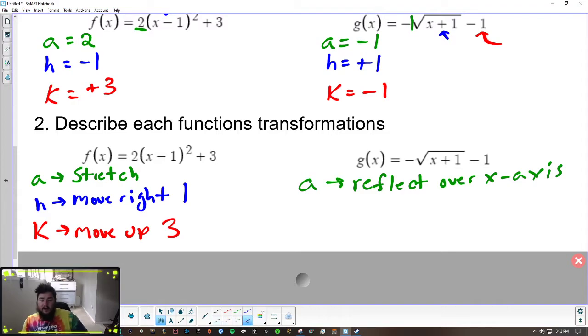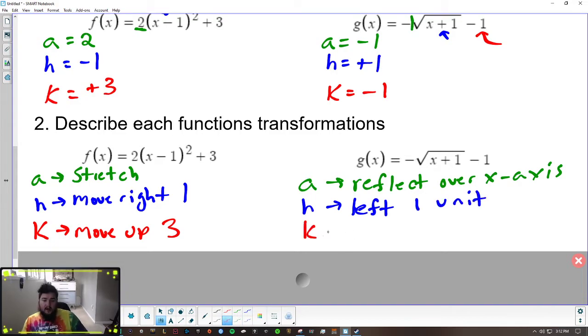If I look at my h value, that's the one inside of my function. We said it was positive 1. I know that positive h values move my graph left. So left 1 unit.